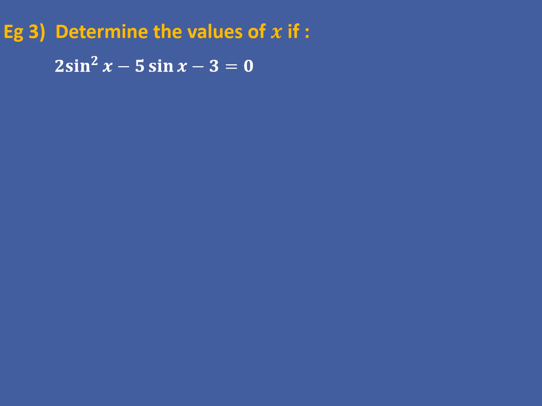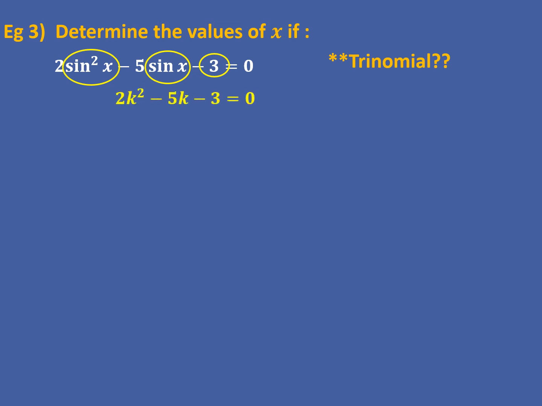Let's look at example 3. I've decided to do another trinomial because it is a difficult question to answer. So 2 sine squared x minus 5 sine x minus 3 is equal to 0. And hopefully you recognize the format of a trinomial. But if not, if you're stuck, substitute the trig function with just a single letter. And then we notice that 2k squared minus 5k minus 3 is equal to 0. And maybe then you will see the trinomial.